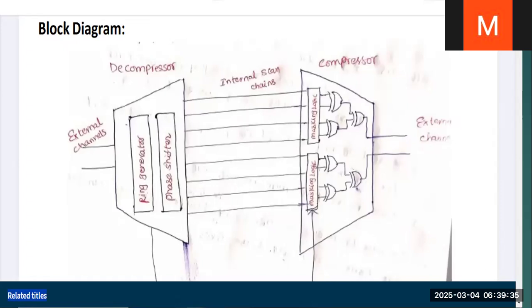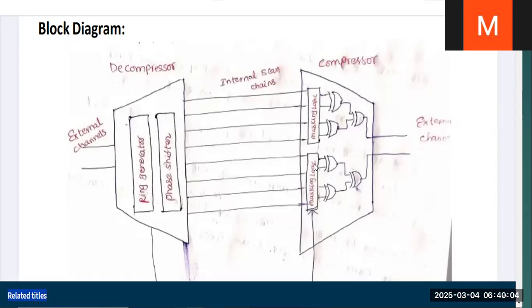So we will see it with an example. As of now, with the help of EDT logic, we can reduce the test time and test data volumes. I will explain everything neatly. The major components I told you are the decomposer, the compressor or compactor, and the internal scan chains, which are the core. The decomposer consists of a ring generator and phase shifter; the compressor consists of an XOR tree and masking logic.